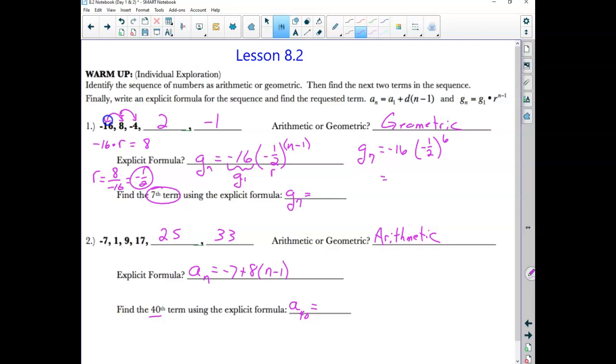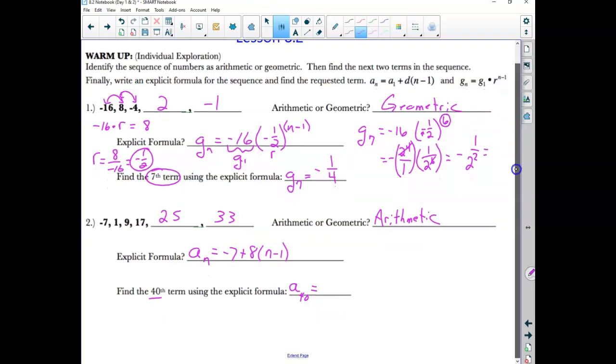What I notice here is this negative is going to be to an even exponent, so that's going to be 1 over 2 to the 6th power, and I know that's going to be a positive number. And that number 16 is kind of a unique number, 2 times 2 times 2 times 2, or 2 to the 4th power. That's over 1, and I can reduce these 2 to the 4ths with the 2 to the 6th. That's going to give me the opposite of 1 over 2 squared, so I should be getting negative 1/4 for my g sub 7.